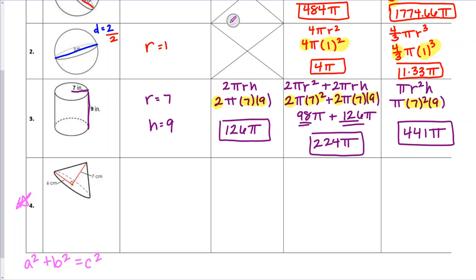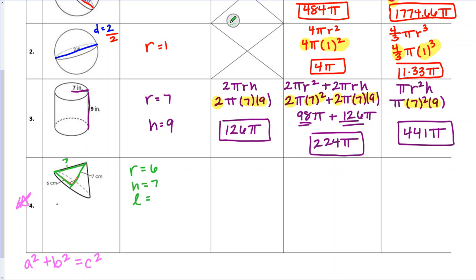And the cone has 3 variables. We need our radius, we need our height, and we need our slant height, the L. So let's see what we have in our picture. We have our radius through the short side through the circle, so 6. We have our height from the corner point straight down, which is 7. So we are missing our slant height.